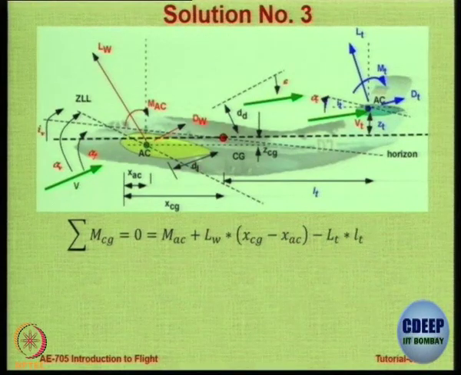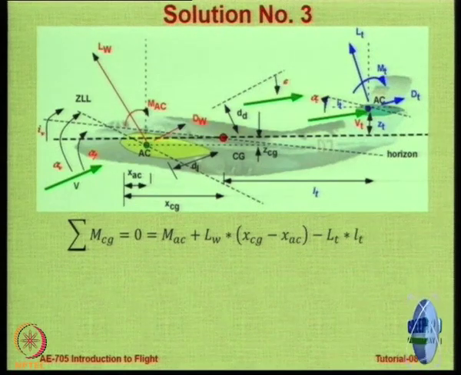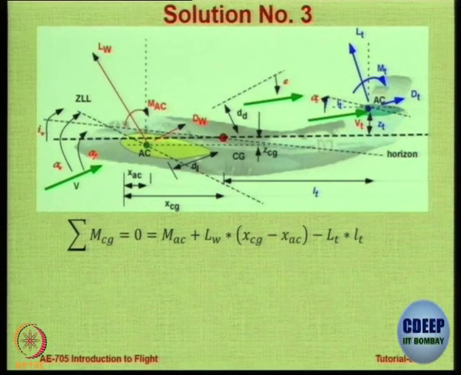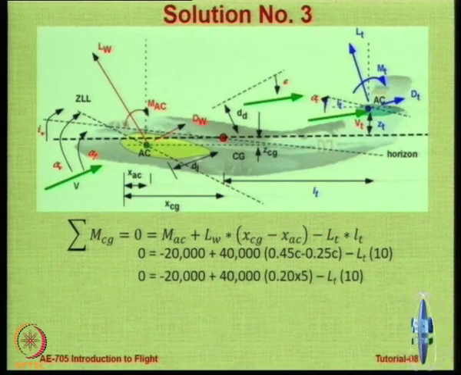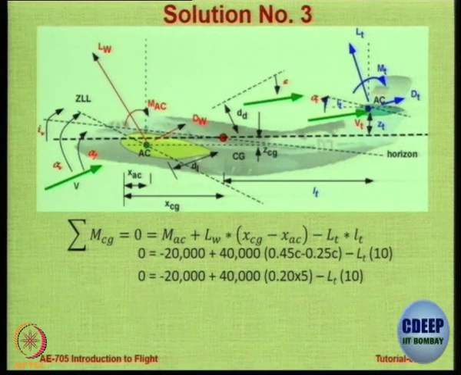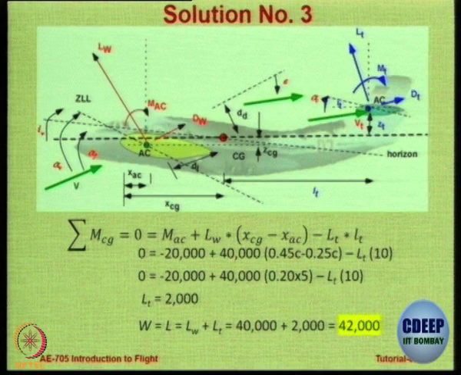Okay, so some people have already solved it very nicely and very quickly. So take moments about CG, that will be equal to 0 because it is trimmed. So that will be moment about AC plus lift into XCG minus XAC minus LT into the tail force, keeping in mind the directions. So this is minus 20,000 plus 40,000 into 0.45C minus 0.25C minus 10 into LT. And C is 5, so LT is 2000 and W is 42,000. Okay, so with this now we come to the end of the tutorial.